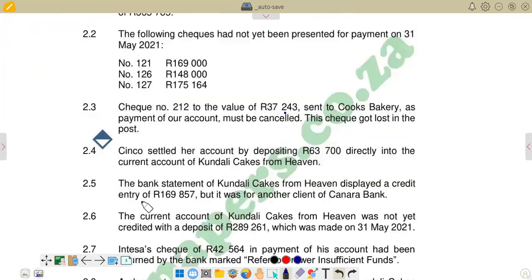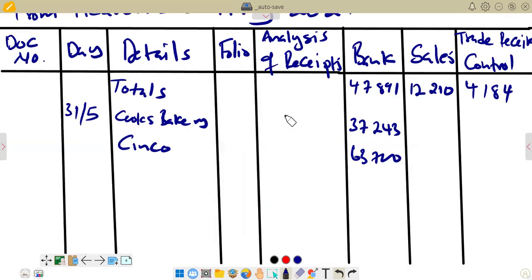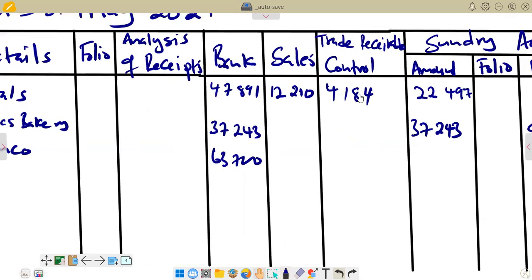And then remember, if you go back, you would see that on that transaction, we are being told that Single settled their account. The moment we are told that an account is being settled, it means this was a credit sale. So obviously, when we are receiving the money, it means this person was a debtor. Remember, we've got a column there for trade receivables control. So this qualifies under trade receivables control, and we are going to put it there as 63,700.